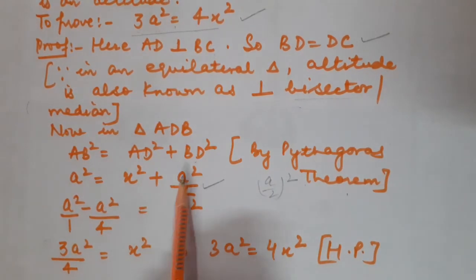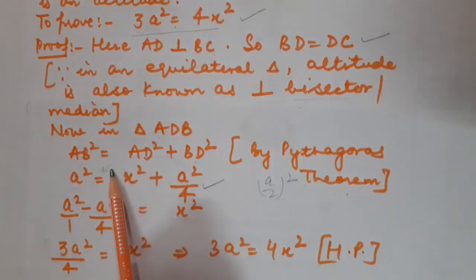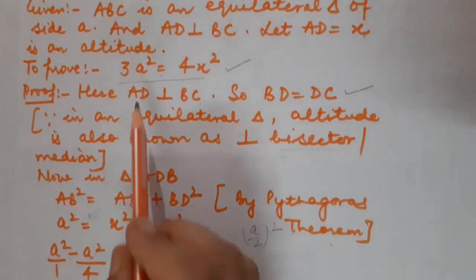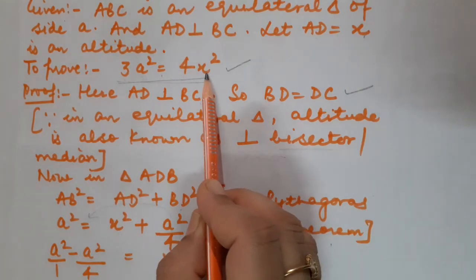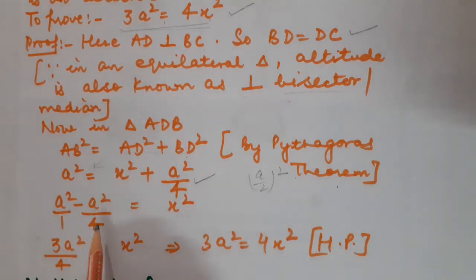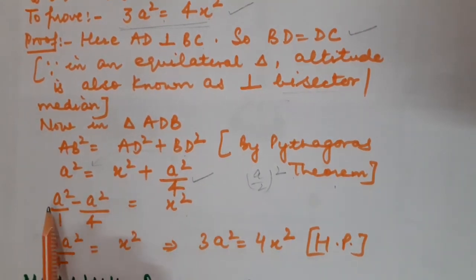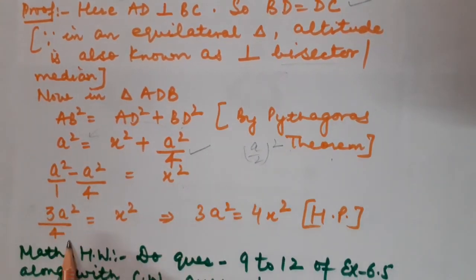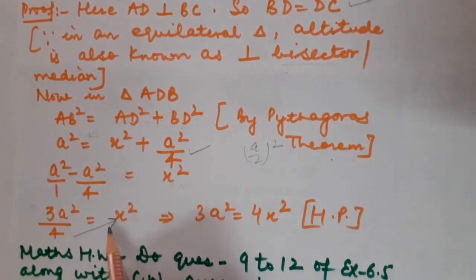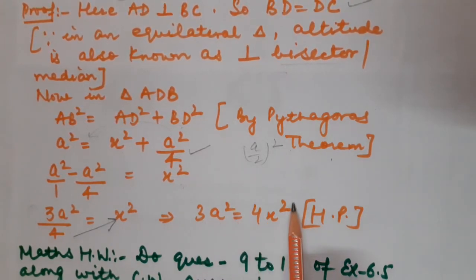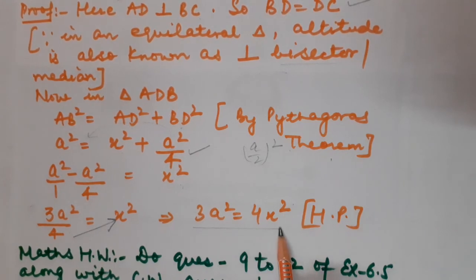Got it? Now, I am going to bring this A square by 4 to the left hand side, and X square will remain on the right hand side. The reason behind this is that in what we have to prove also, I want X square on the right hand side. Clear? Now let us take LCM. 4 will be the LCM. It would become 4A square minus A square upon 4, that is 3A square upon 4 is equal to X square. Let us cross multiply. After cross multiplying, I have got 3A square is equal to 4X square. That's the thing I wanted to prove.